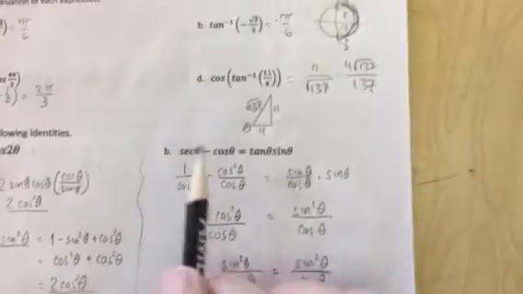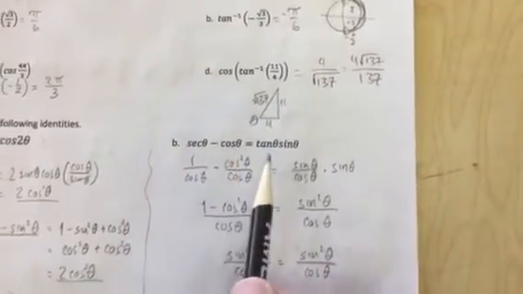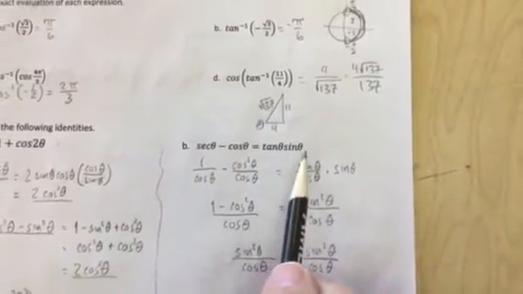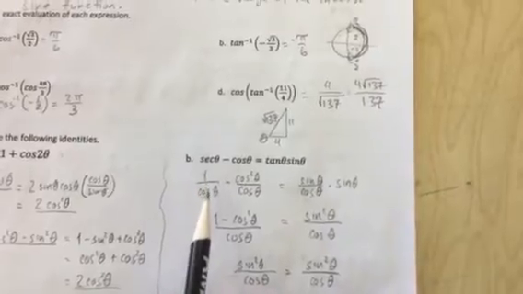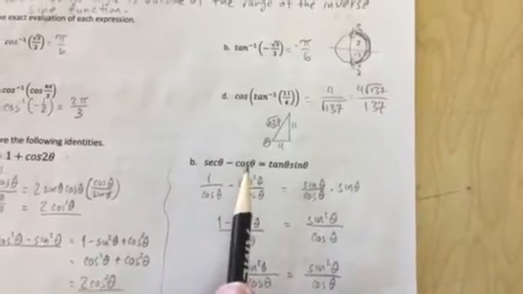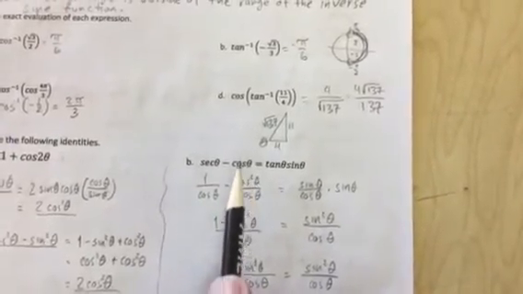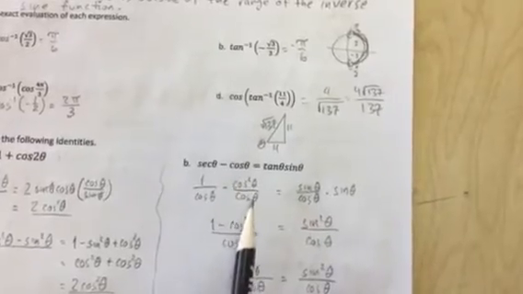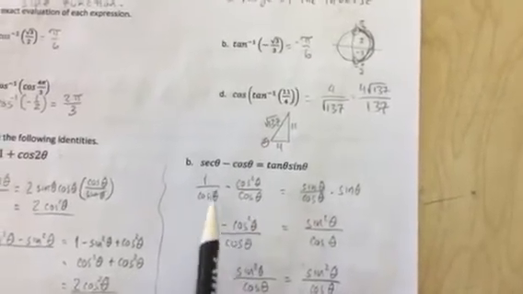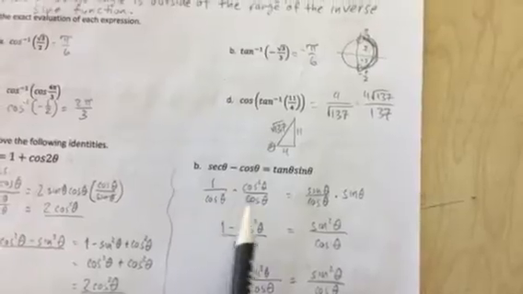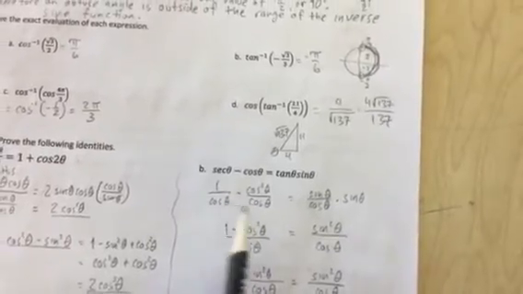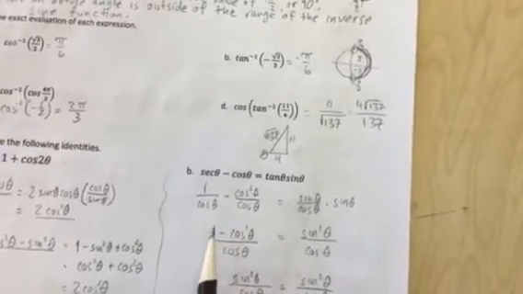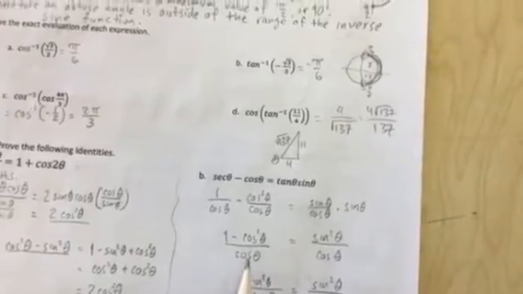The next one, secant theta minus cosine theta equals tan theta sine theta. So secant theta is 1 over cosine. Cosine I could write as cosine squared over cosine, and by doing that I get a fraction with the same denominator as 1 over cosine. So now I can put these two things together into one fraction, 1 minus cosine squared over cosine.